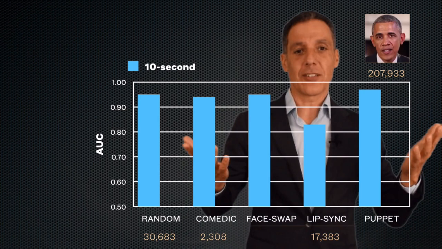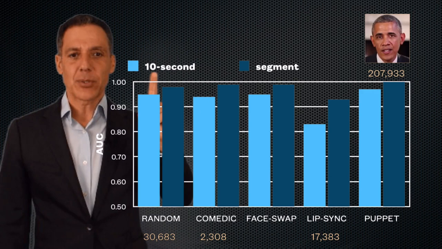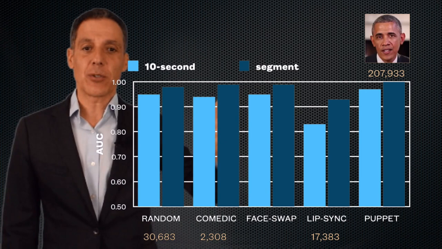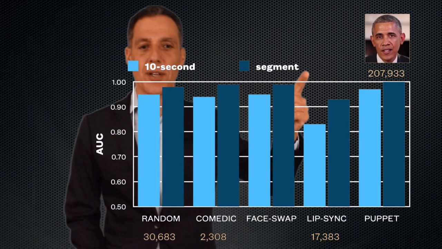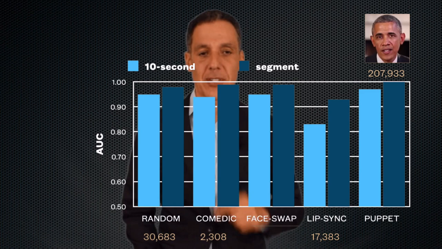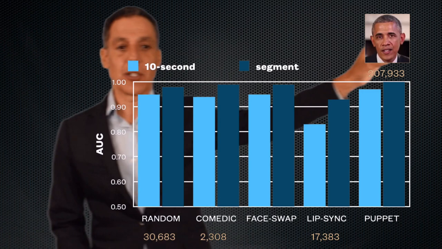Now, that's the accuracy for 10-second clips. Average videos are a couple minutes long. So if we just do a little bit of averaging and we do a majority rules, and look at the entire video segment, we can push the AUCs upward quite a bit. So here in the Puppet Masters, we're close to 1. Face Swap, we're close to 1. Comedic Impersonators are close to 1. And Random are just below 1. And here you can see we got a nice little jump. We're up in the low 0.9s for the lip sync deepfakes. Okay, so we're doing pretty good now in distinguishing real Obama from not Obama, including the deepfakes.